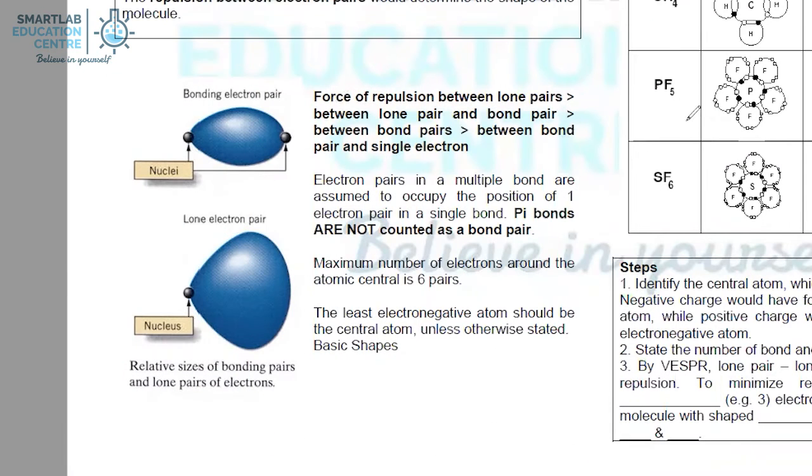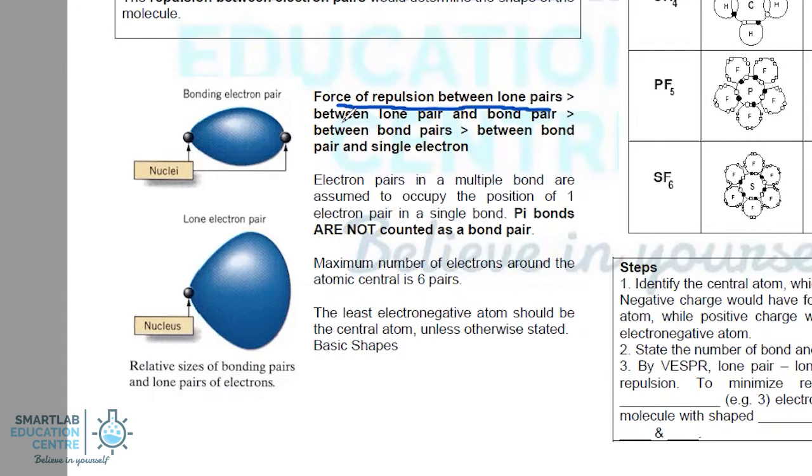But before that, in VSEPR, it is stated that the lone pair electrons occupy a larger space given their higher charge density. Therefore, the force of repulsion between lone pair electrons is higher than between lone pair and bond pair, and between bond pairs, and finally between bond pair and single electron. We'll now take a look at examples that cover all these.